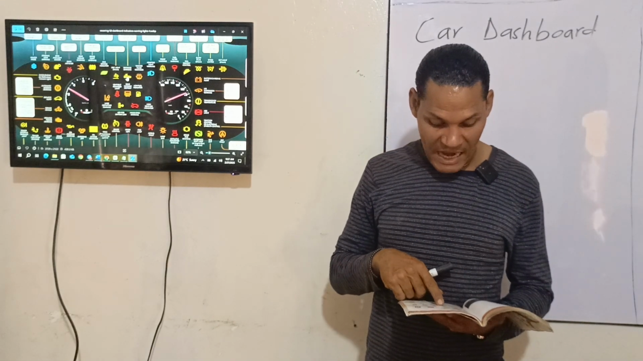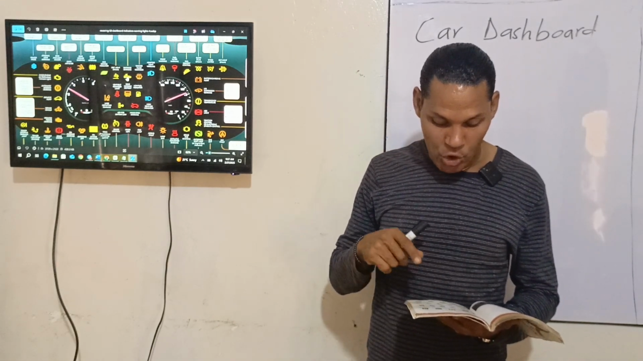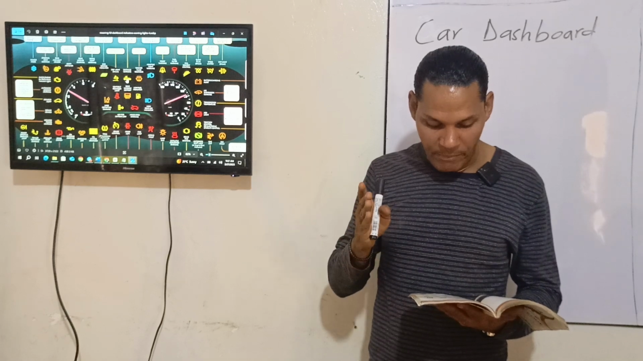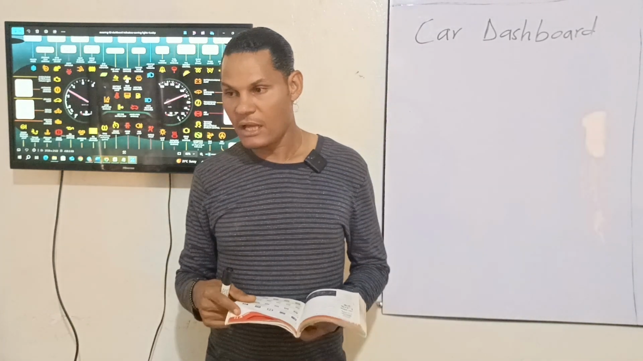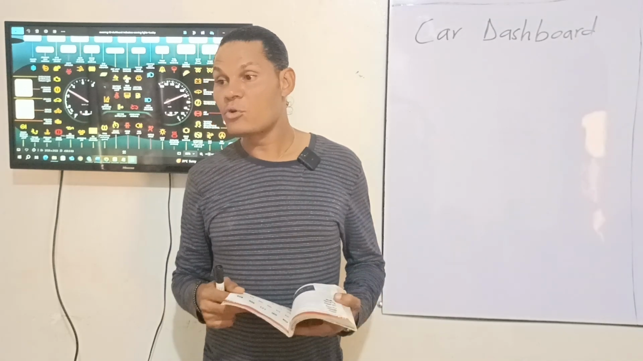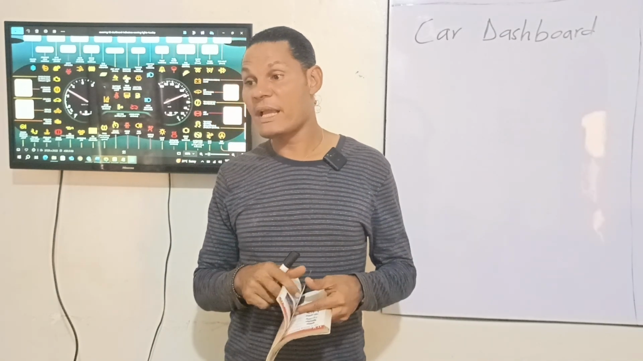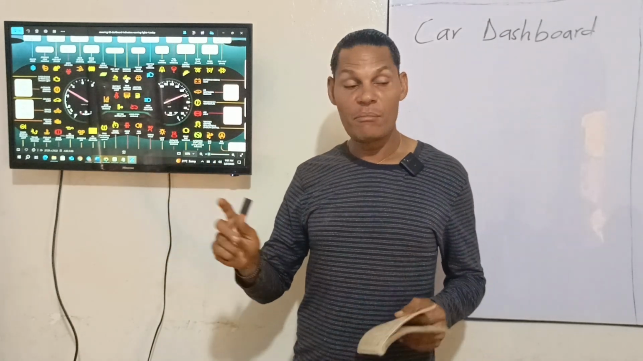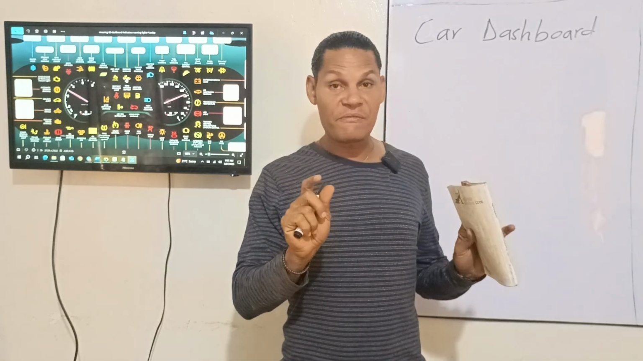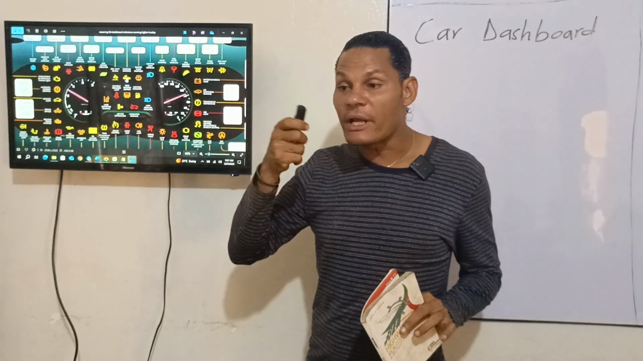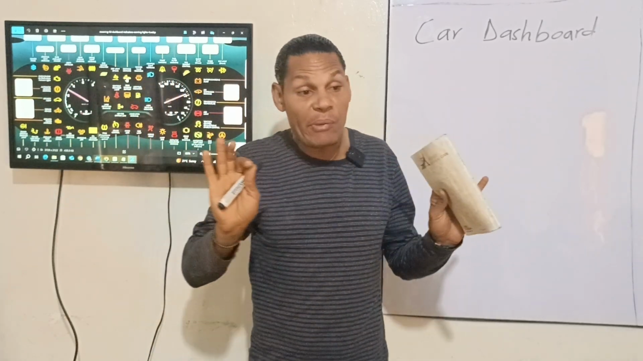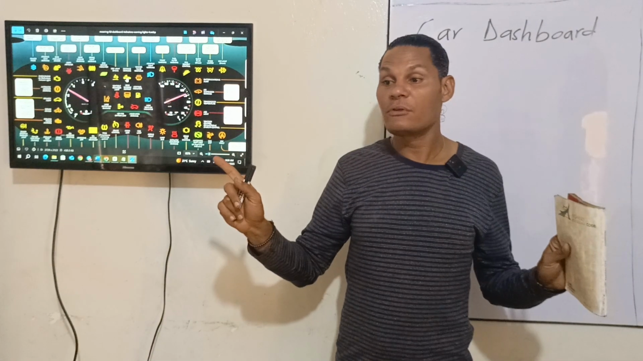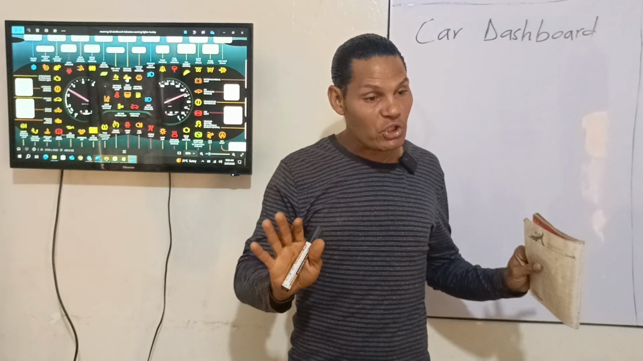Red light equals danger. Do not drive off, or stop immediately. Do not drive off with a car that has a red light. But to be specific, anytime you turn on a car, almost all of those lights come on temporarily before going off, to indicate that they are actually functioning.